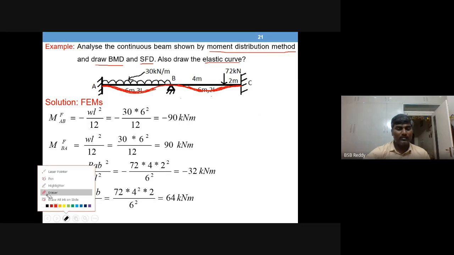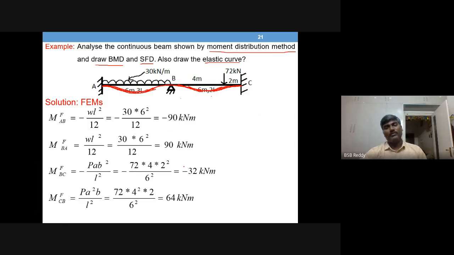This is how you complete this solution with respect to the moment distribution method procedure, to find end moments, as well as to draw BMD, SFD, and the elastic curve, meaning the deflected shape of the beam. That's it. So zero bending moment here, as well as zero deflection at B, and zero deflection at A. There is a support. Wherever you have a support, you have zero deflection. All other portions you will find deflections.